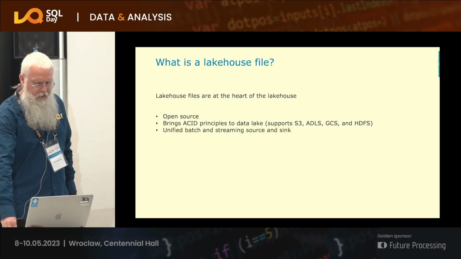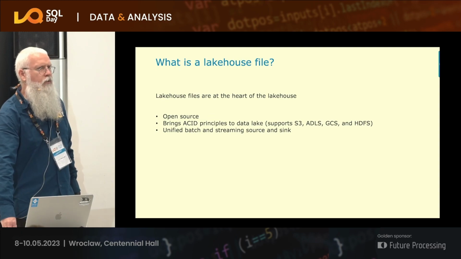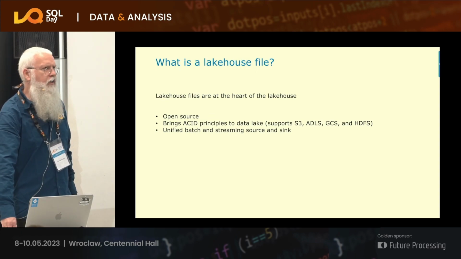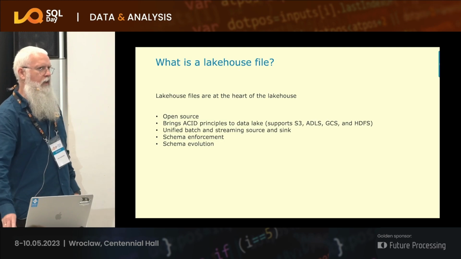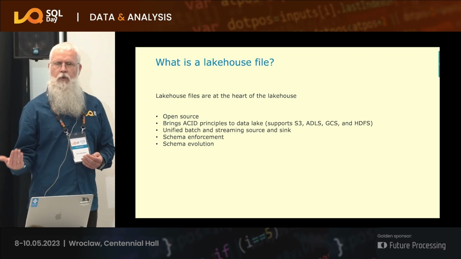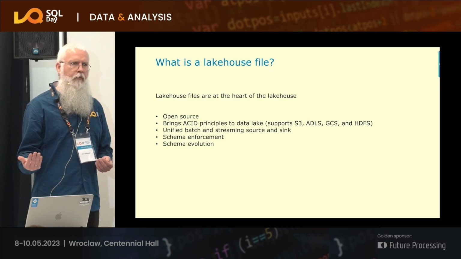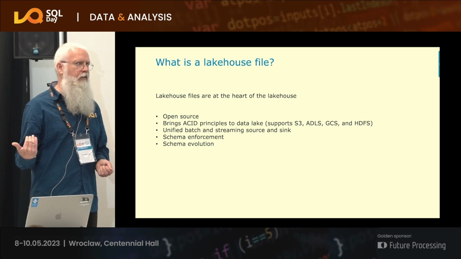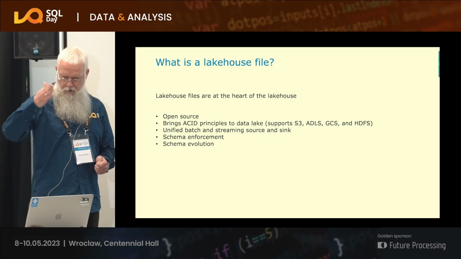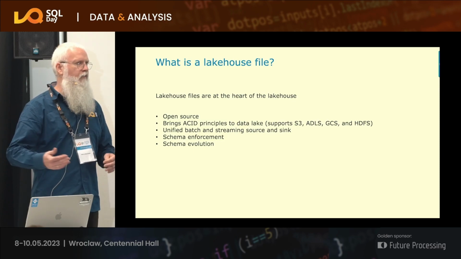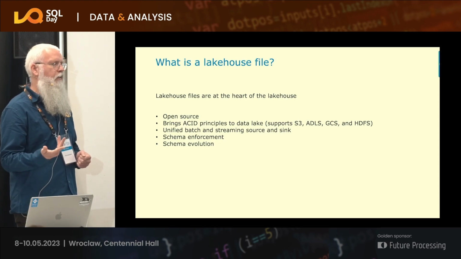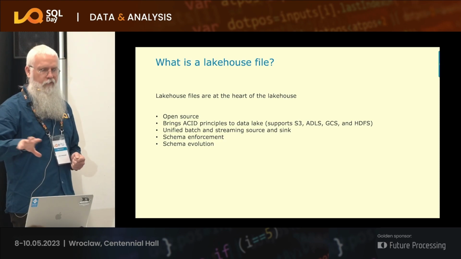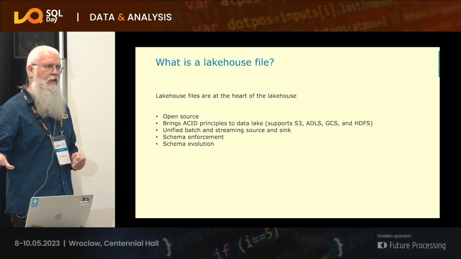They are a unified batch and streaming source and sink, so you can load data into and out of it during batch, or you can stream data through. They bring schema enforcement and schema evolution. So schema evolution is if you insert a new column into a table. The existing data in that table will of course have null values in that column, but every new row that comes in with that column will get values. And Delta Lake or Lakehouse files bring that to the table.